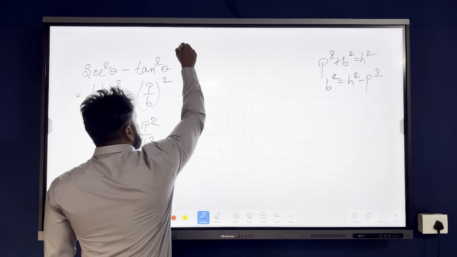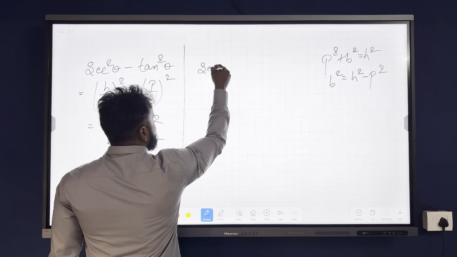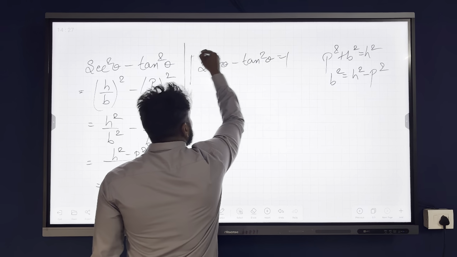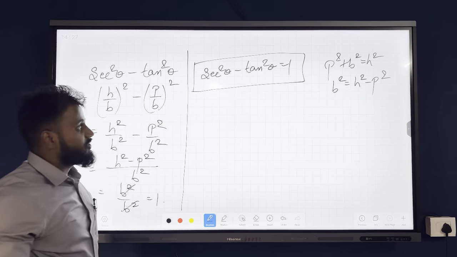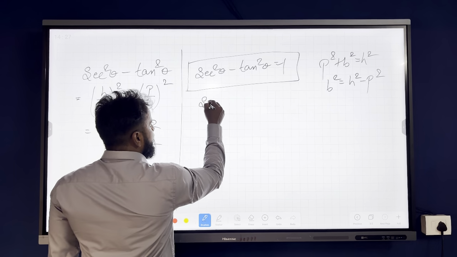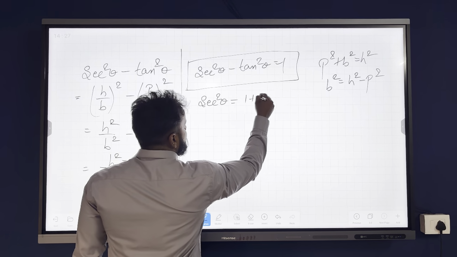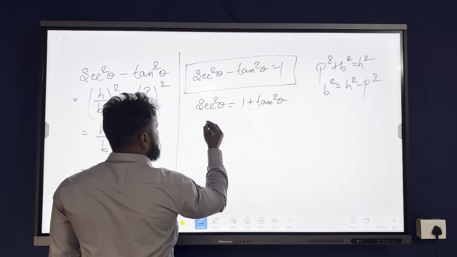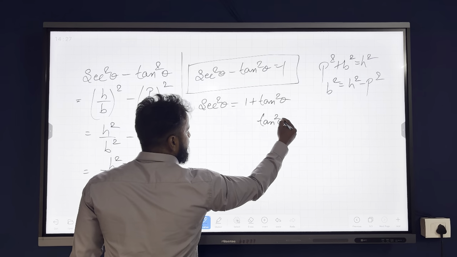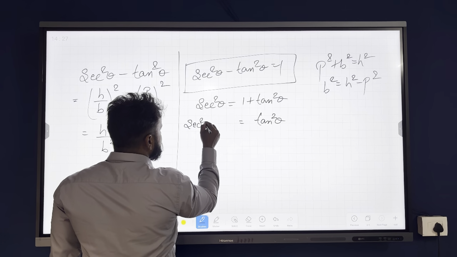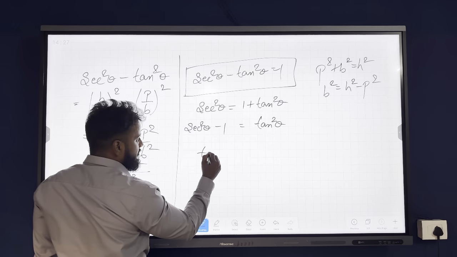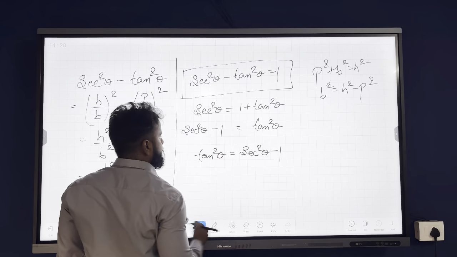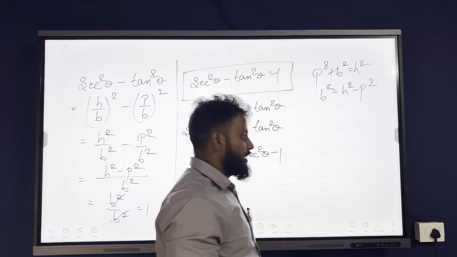So what is our second formula? That is sec square theta minus tan square theta is equal to 1. From here we have derived two more formulas, that is sec square theta is equal to 1 plus tan square theta, or we can write tan square theta to be this side, and this is going to be sec square theta minus 1. Now we are going to just change this one. So it is clear to everyone?